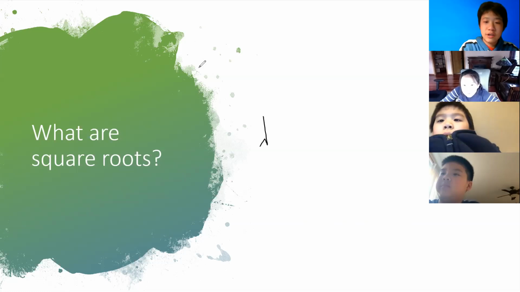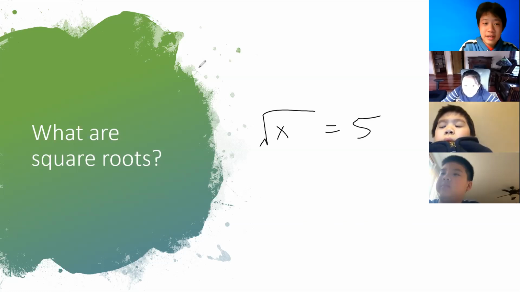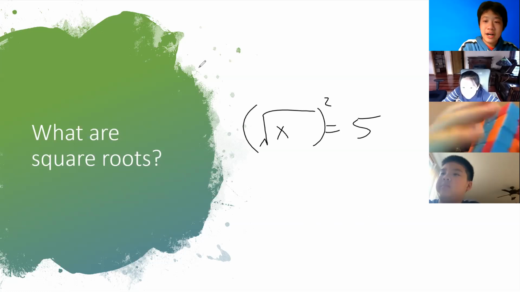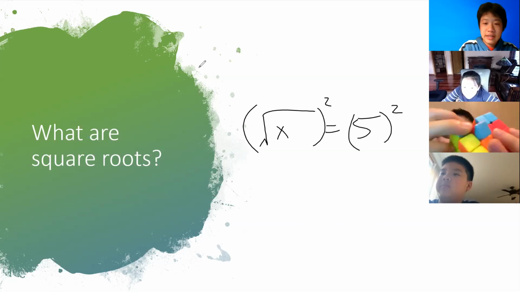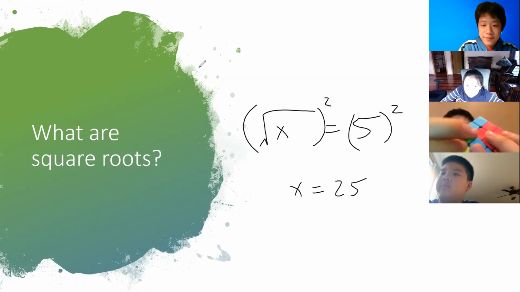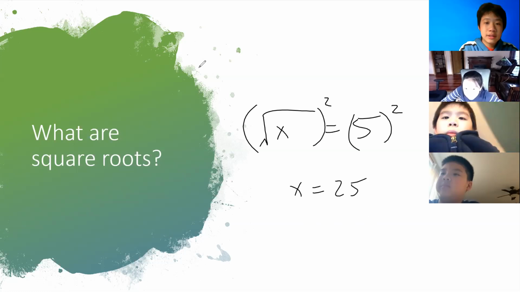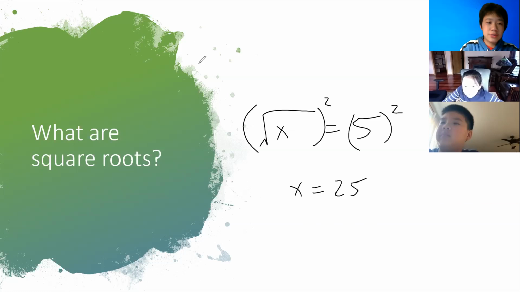If I had the square root of x equal to 5, I can square both sides to undo the square root. x equals 25. Okay? So this is how you would solve equations with square roots.